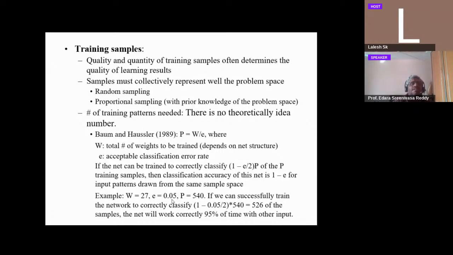Quality and quantity of training samples often determine the quality of learning results. Samples must collectively represent the problem space well, using random sampling or proportional sampling. And the number of training patterns needed? Theoretically, we don't know. It depends upon the application.